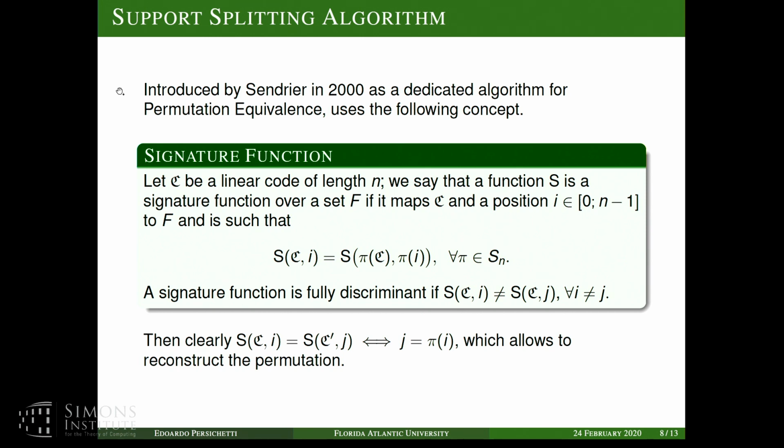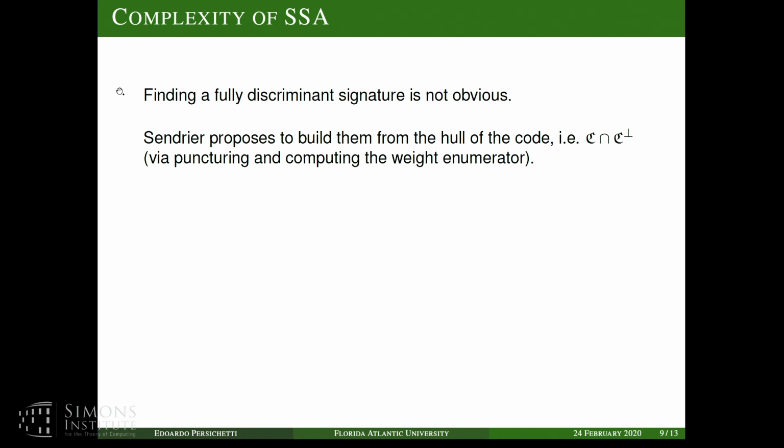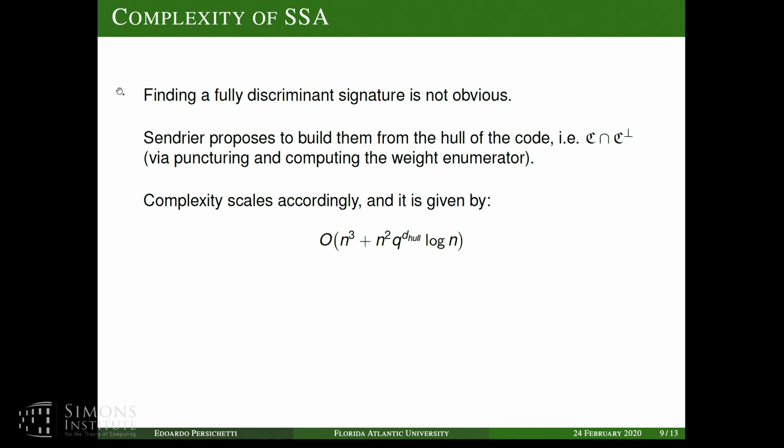So what's the difficult part here is that finding a fully discriminant signature is not obvious. And the thing that Sendrier proposes to do is to build the hull of the code, which is the code intersected with its dual. And then you can do some fancy stuff. You can puncture and compute the weight enumerator, and then essentially you can find such a fully discriminant signature. And the complexity scales accordingly. And you see that the dominant term here is not the linear algebra, but is the q to the dimension of the hull.